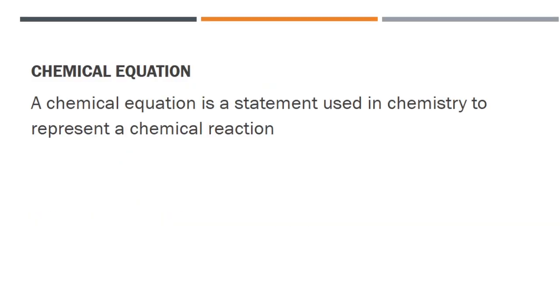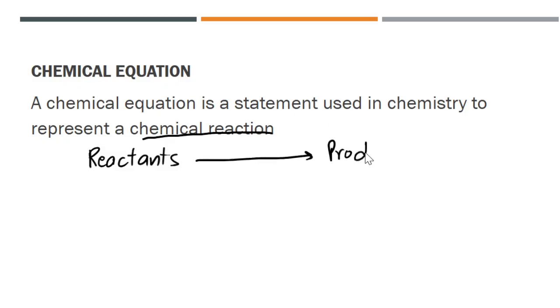Now, a chemical equation is just a statement, right? It's a statement which is used in chemistry to represent a chemical reaction, showing what is happening when we react the reactants, which are written on the left hand side. Certain changes take place in the reactants to give us products, which are written on the right hand side. So this is what a chemical equation is, right?